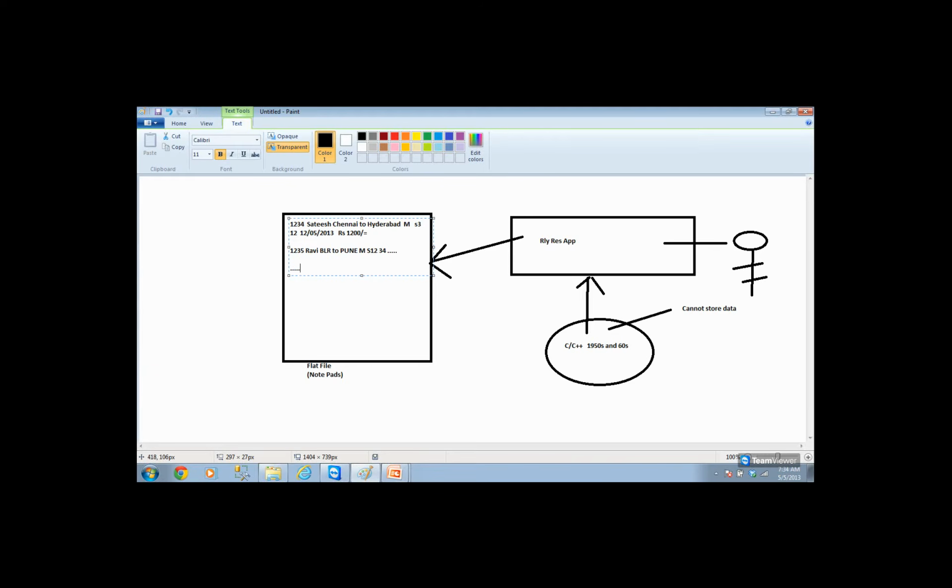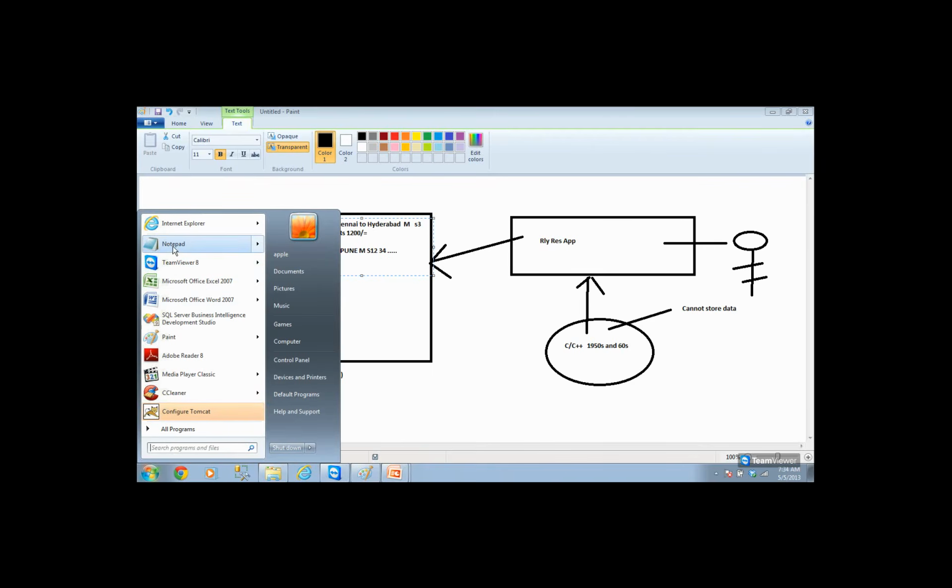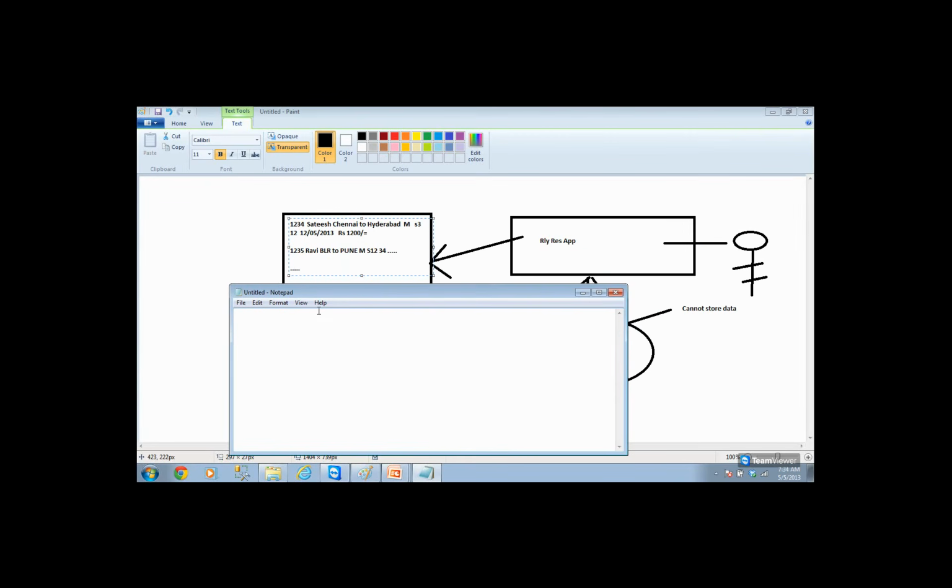But now plenty of other issues started because the data is being stored in a flat file system. This was the story in the 1950s and 60s. Initially they did not have any clue where to store the data. They started with flat files. Understand what the issues are, the negative points when I store the data in the notepad.